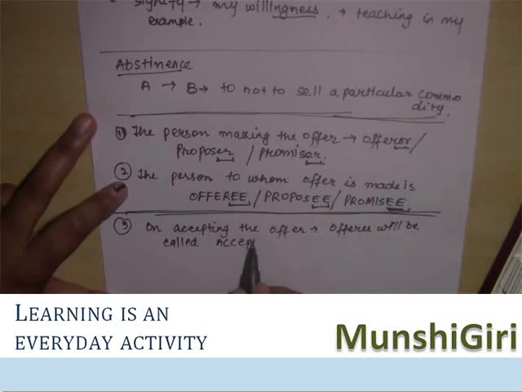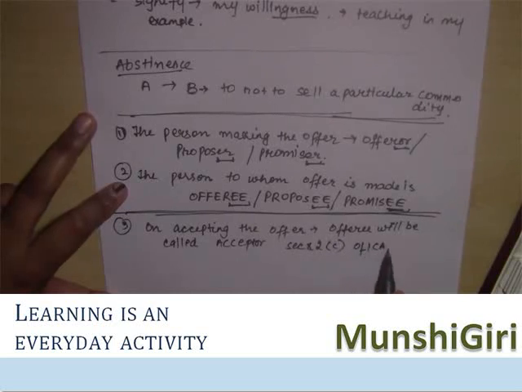Accepted. This is covered by Section 2, Clause C of Indian Contract Act 1872. For example, I'll give you an example. If I say, I offer to render you my services of coaching, and I'm making an offer to you, that is, I am making a proposal to you.